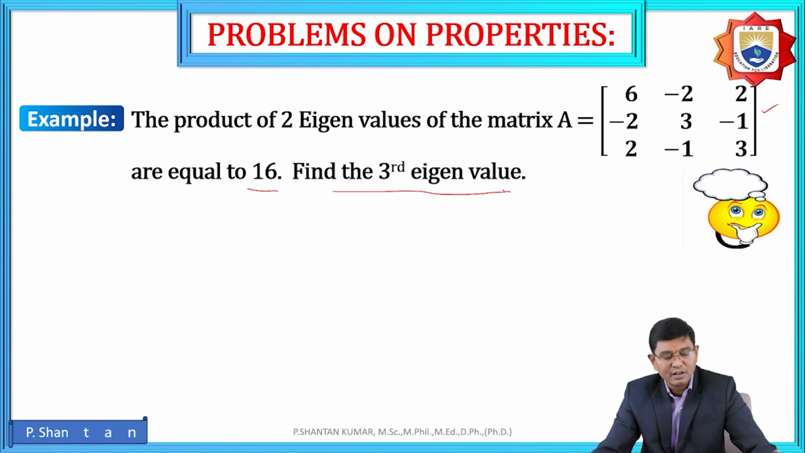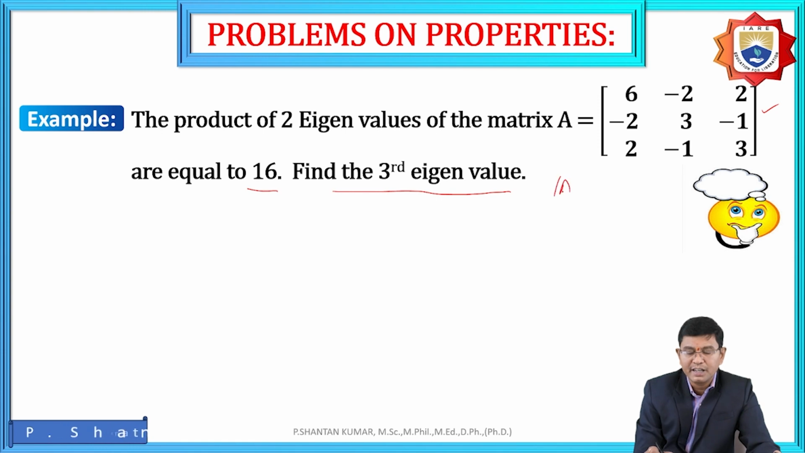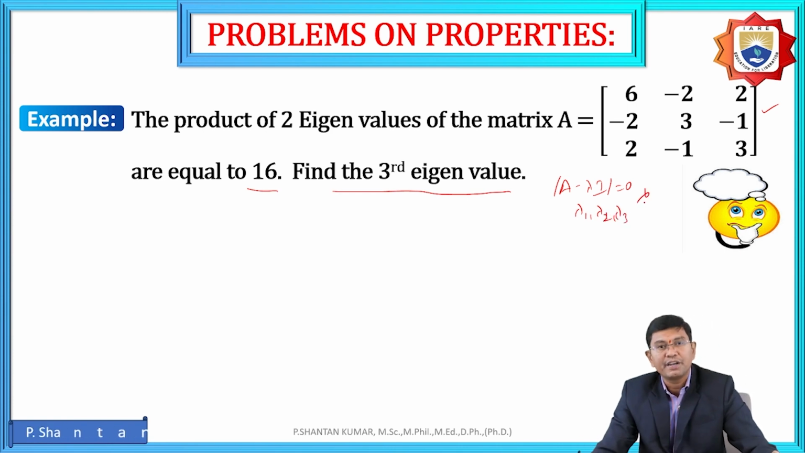The product of two eigenvalues of the matrix is equal to 16. Find the third eigenvalue. Here, by using the property of the eigenvalues, we need to find it out. We should not use the equation determinant of A minus lambda I equal to 0. It is not required to find lambda 1, lambda 2 and lambda 3. We need to use the property.